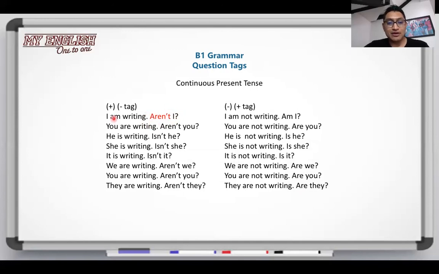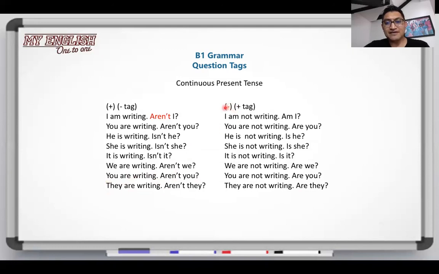Okay, remember, I am with an ing verb. The question tag goes with aren't I. Again, I'm writing, aren't I? You're writing, aren't you? He is writing, isn't he? She is writing, isn't she? It is writing, isn't it? We're writing, aren't we? You are writing, aren't you? They are writing, aren't they?